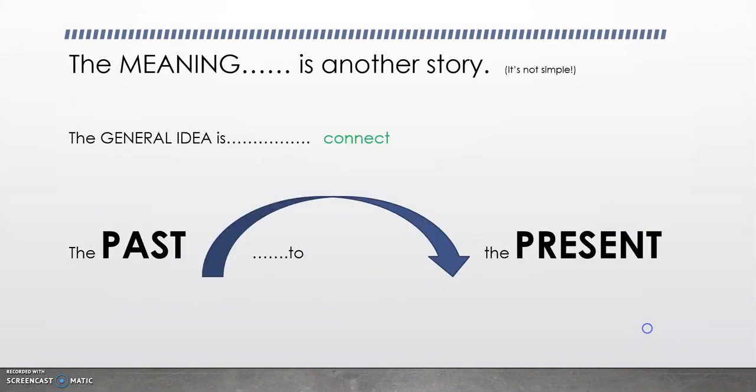Okay, so what do we need next? We need the meaning, right? Okay, the meaning is another story. What I mean is it's not simple, sorry. But in this video, you're just going to get the big general idea. The general idea is connect the past to the present.